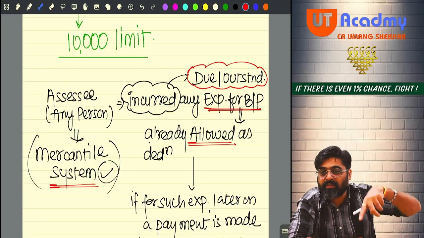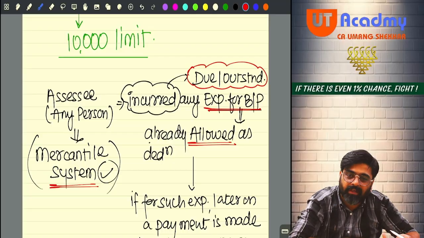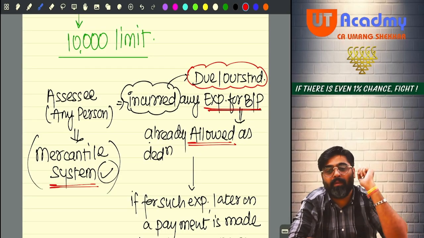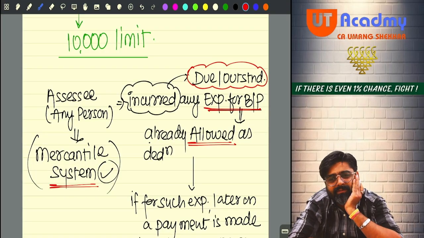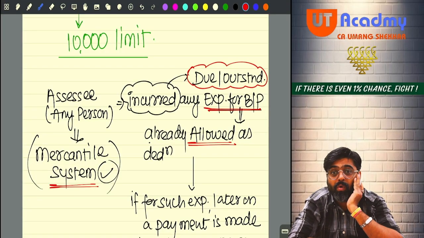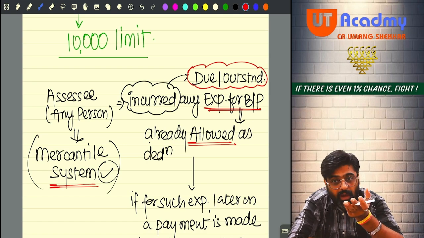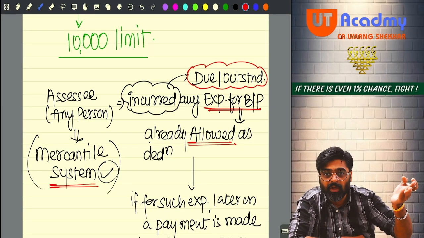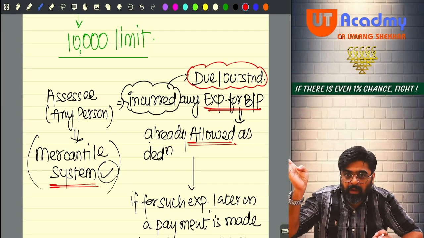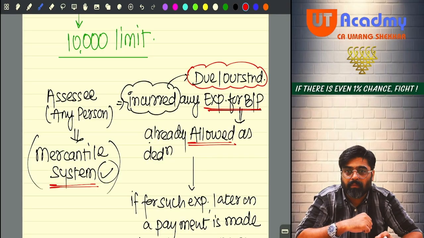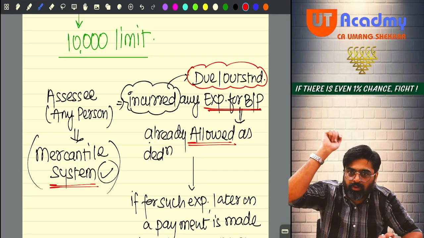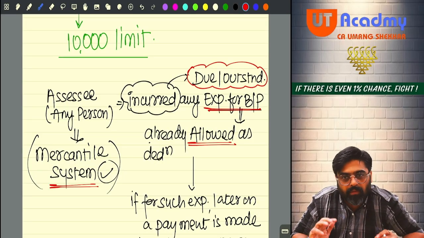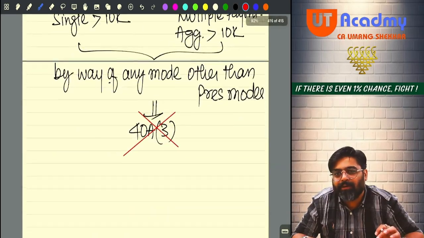Have you made the payment of that amount? You will say, yes, yes, we have made. Okay. How have you paid? I have paid in cash. Oh, cash. Amount is more than 10,000. Business expense. You should have paid by way of any mode other than cash, meaning prescribed modes you should have paid. Why are you paying in cash? We will disallow.